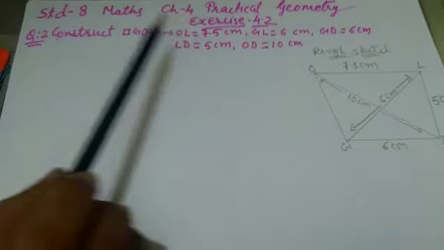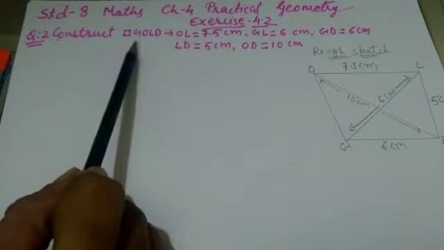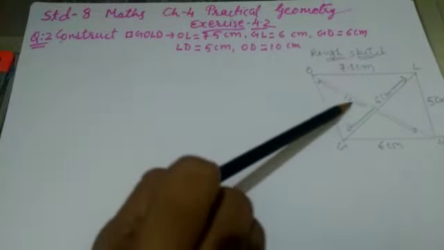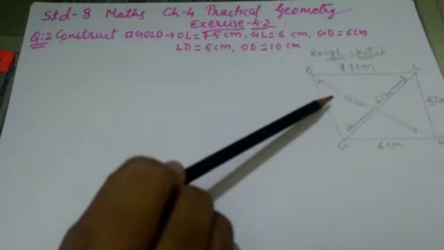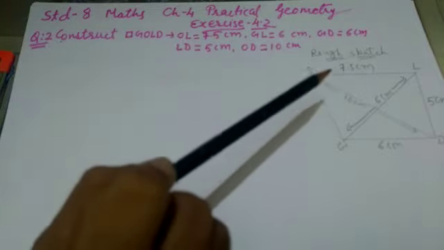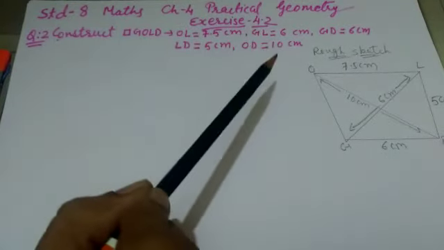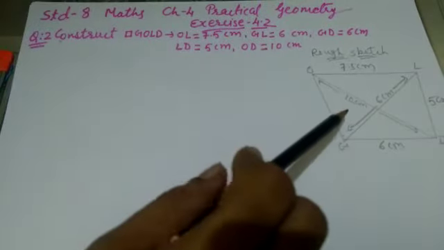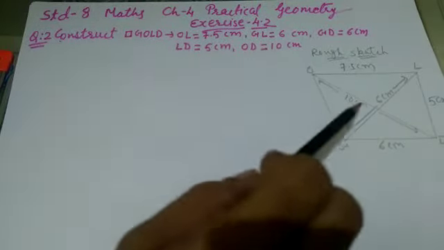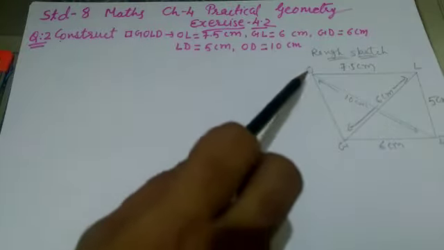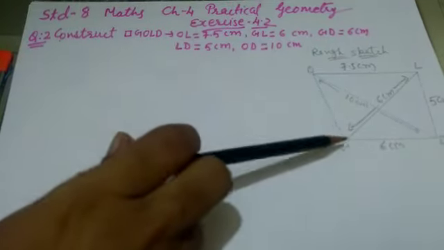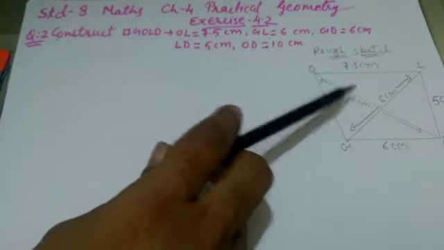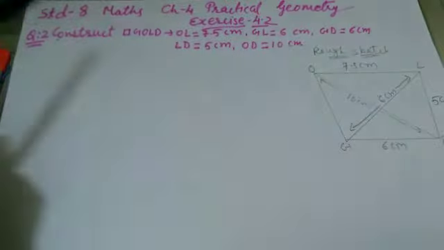Okay. So before constructing quadrilateral GOLD, we will draw the rough sketch. So this way you have to draw the rough sketch first so that you can get the idea how to construct the quadrilateral. Okay. So here is the rough sketch. Now in this rough sketch you can see that there are two diagonals, diagonal OD and diagonal GL, and their lengths are given, that is 10 centimeter and 6 centimeter respectively.